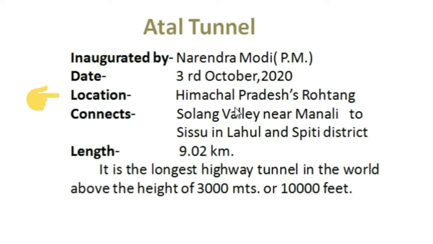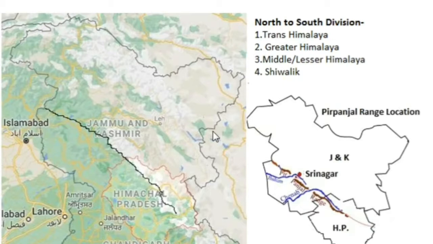Now, what is the location of this Himachal Pradesh on our Indian map? Just have a look at this map. Here in this map, all of you can see the location of our Himachal Pradesh region. In this Himachal Pradesh, we have Lahul Spiti district. In this Lahul Spiti district, we have Rohtang Pass on its northeastern side.